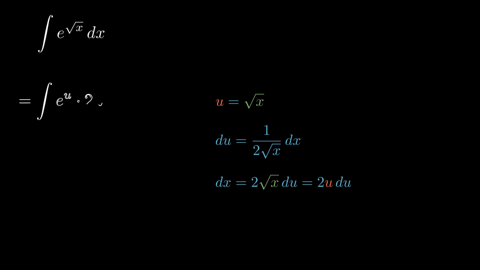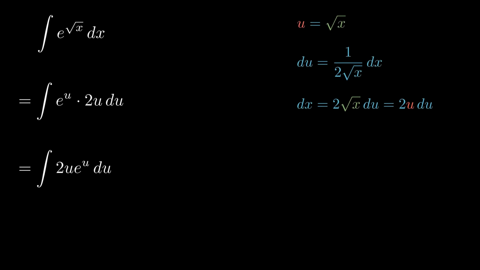If we substitute all of this back into the integral, it becomes the integral of e to the u times 2u du, since the square root of x is replaced by u, and dx is replaced by 2u du. This simplifies to the integral of 2u e to the u du. This is where we apply the integration by parts.